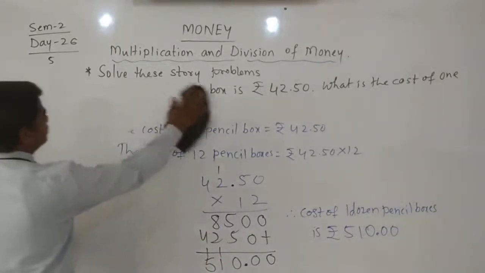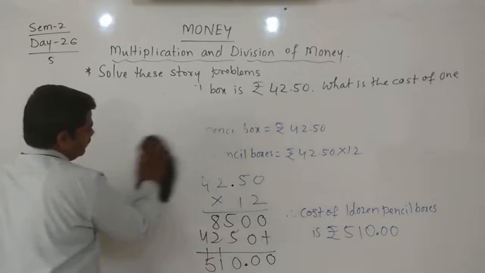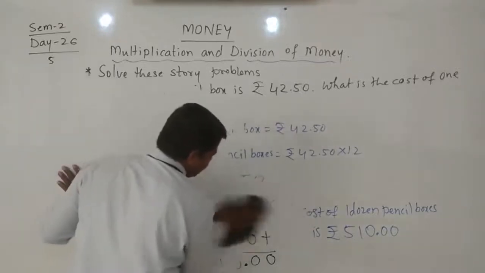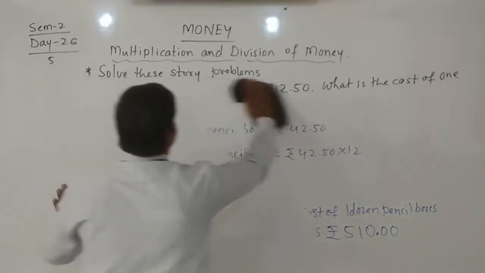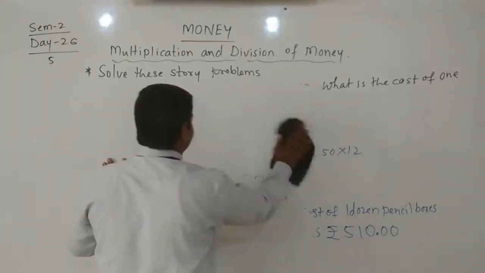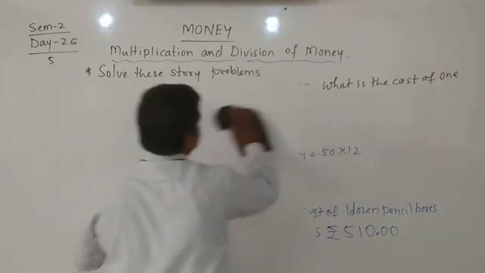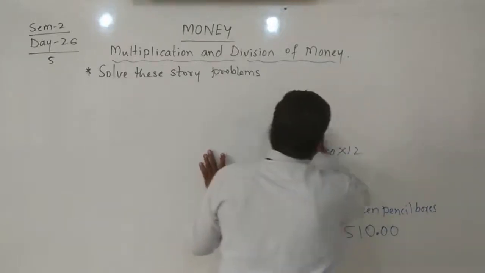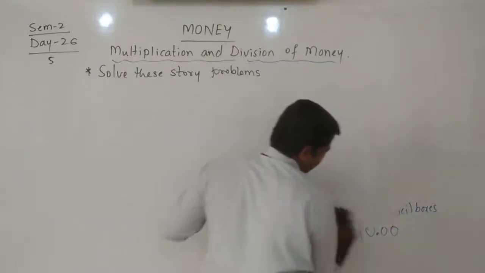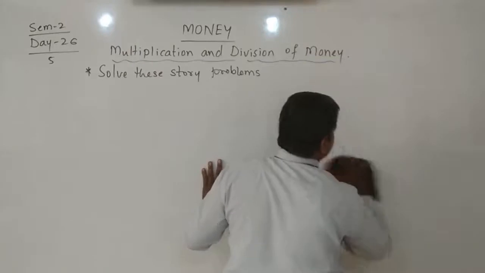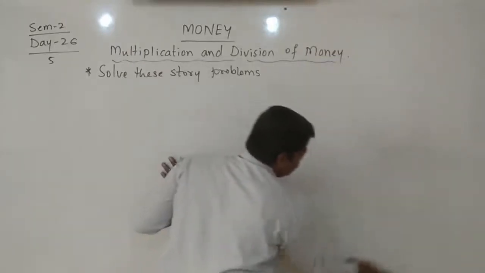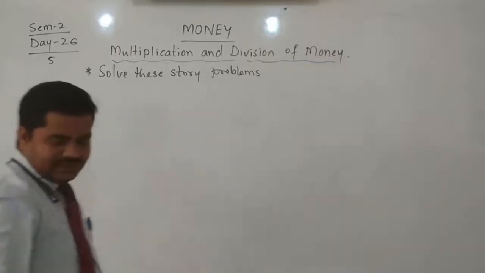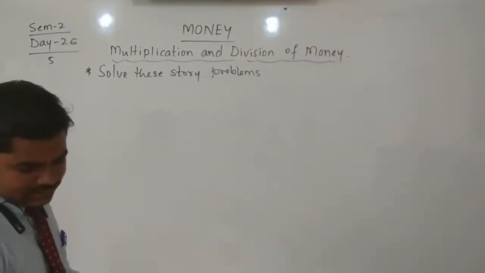B question. Very simple lesson. Money. We have learned all these story problems, everything in the decimal lesson. The second sem lessons are very easy. We have learned already in the first sem. That's only revising. Same questions. Multiplication, division, everything.